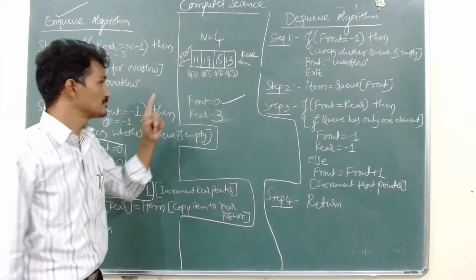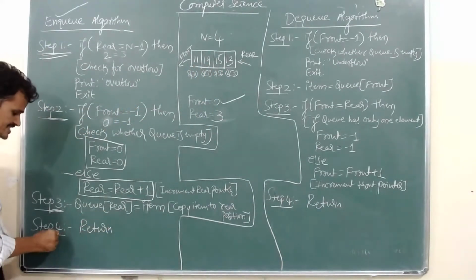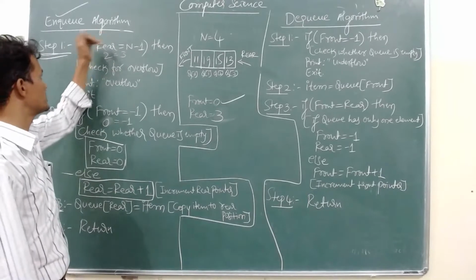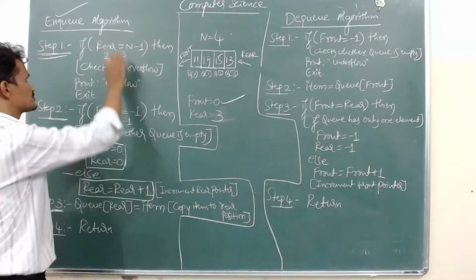See, have a look at this. How many elements are there? 4 elements are there. Now after that, again step 4, return. Again it goes to the beginning of the algorithm. Now comes the interesting part here. Have a look at this.